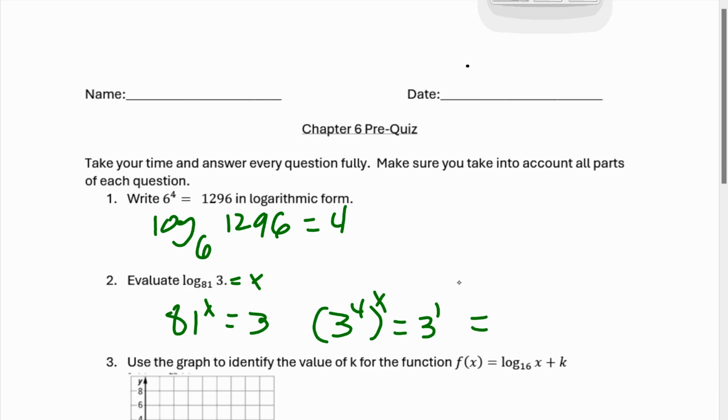Now when I raise powers to powers, I can multiply that. And now that the bases are the same, I can set the exponents equal to each other and solve for x. So divide by 4, I get 1/4.